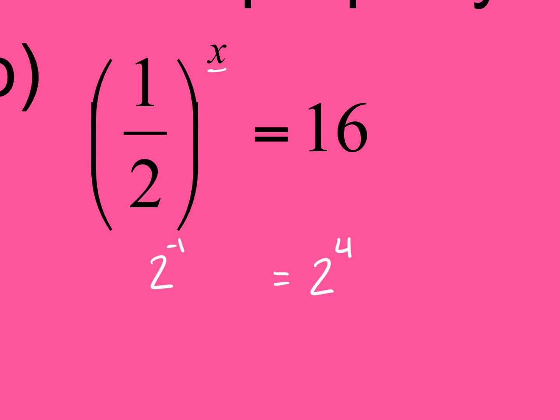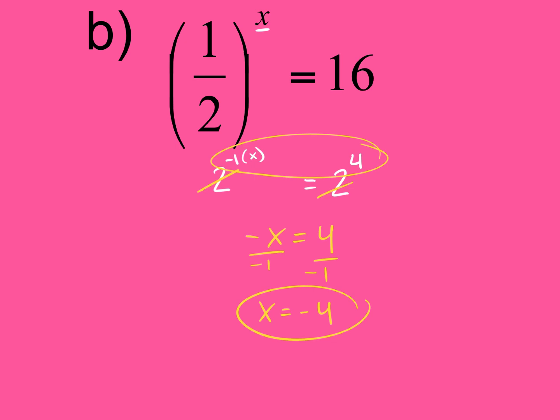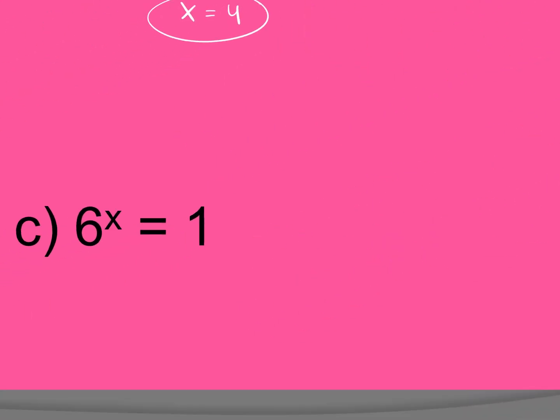-1. And then since we already have an exponent there, we just multiply it by the exponent that's already there. So 2 to the power of -1 gives us 1/2. A negative exponent makes it a fraction. Now that our bases are the same, we can cancel them out and set the exponents equal to each other. So negative x equals 4. Divide by -1, so x equals -4. Let's do C.